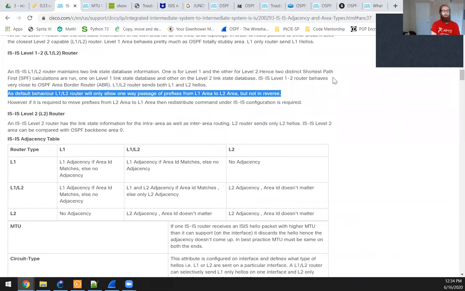However, if it is required to move prefixes from the L2 area to the L1 area, then the redistribute command under the ISIS configuration is required. I think that's known as route leaking. ISIS level 2, L2 router. An ISIS level 2 router has the link state information for the intra-area as well as the inter-area routing. An L2 router sends only L2 hellos. ISIS level 2 areas can be compared with the OSPF backbone area 0.